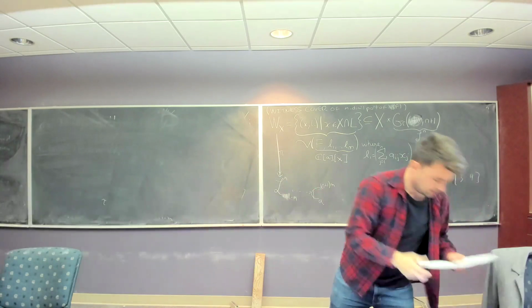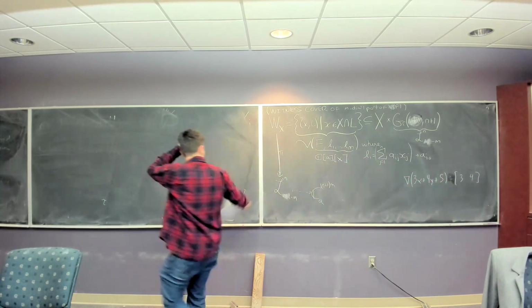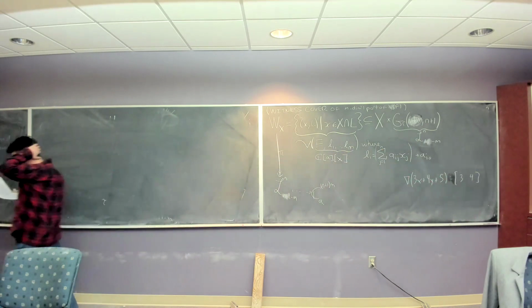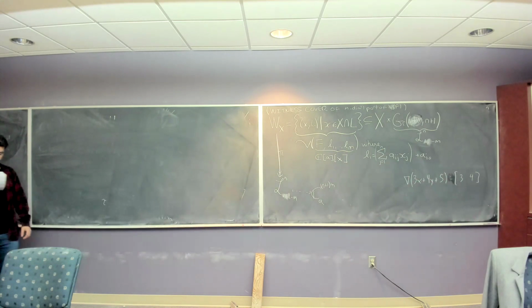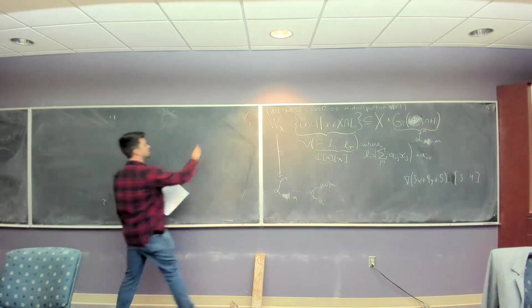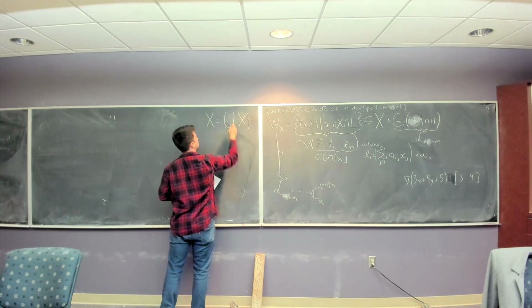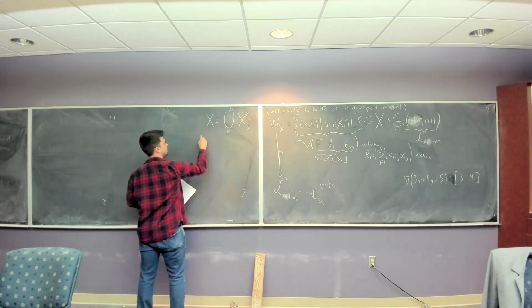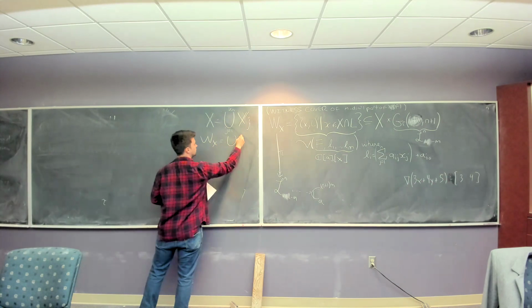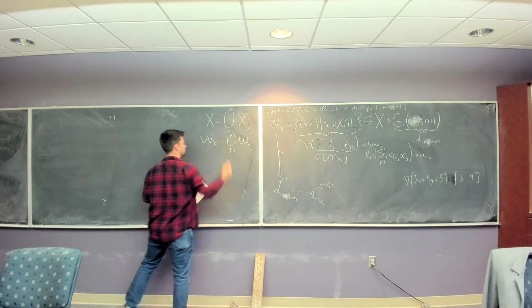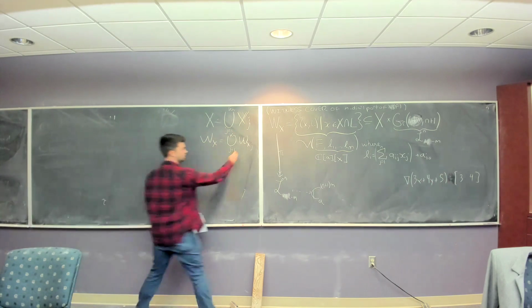So claim 0, you at least have some regular points of the fiber. Claim 1, Wx is the union of the Wxj's. This is the union of the Wxj's. And these are all irreducible.